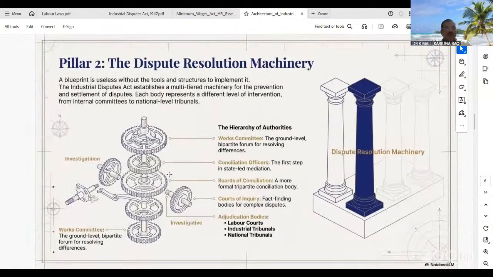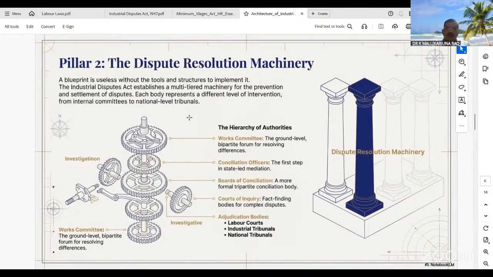Now pillar number 2, the dispute resolution machinery. Here you can see that if disputes arise between the employer and workmen, what hierarchy is there to resolve these disputes as per the Industrial Disputes Act, 1947? It says that there are hierarchies.